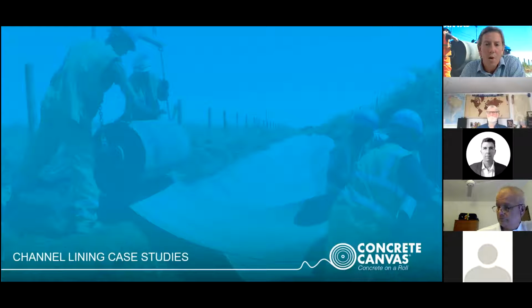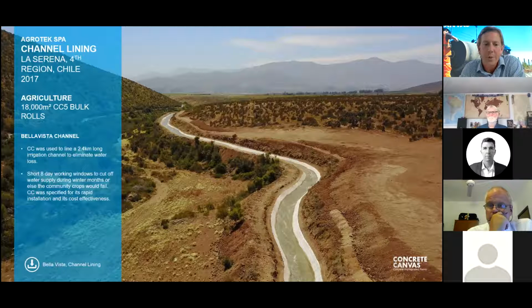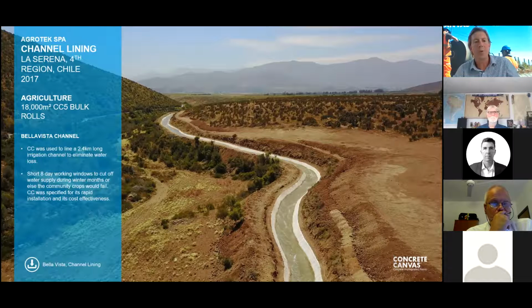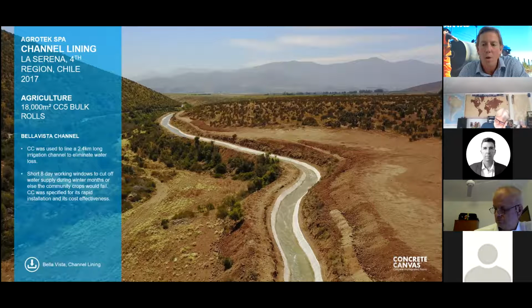So I'd now like to move on to a few case studies, which I think are relevant and provide a bit of an insight as to how we've gone on this journey from emergency shelters to erosion control applications towards the irrigation sector. This is a project completed in 2017 in Chile, in the Bella Vista region. It's an irrigation channel installed by one of our partners called Pacifictech.